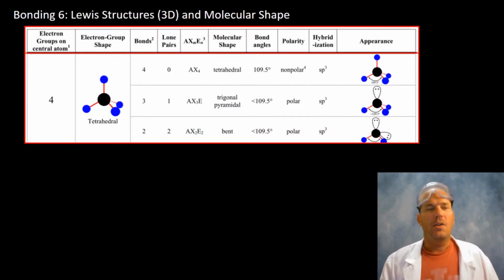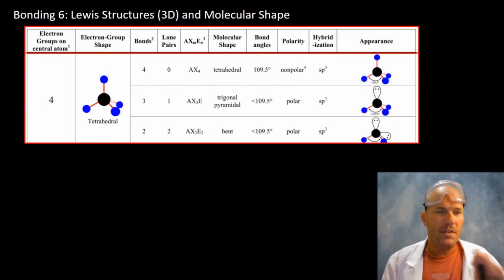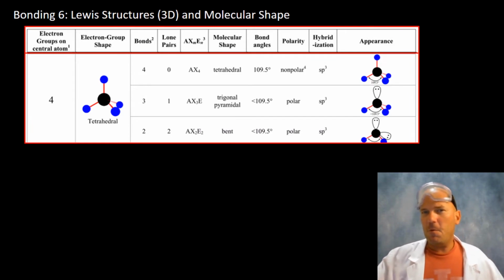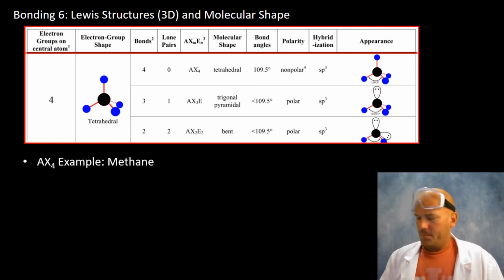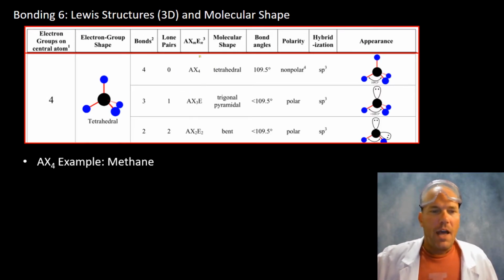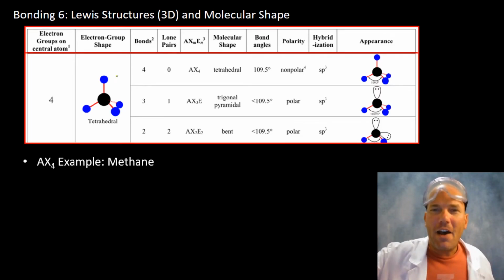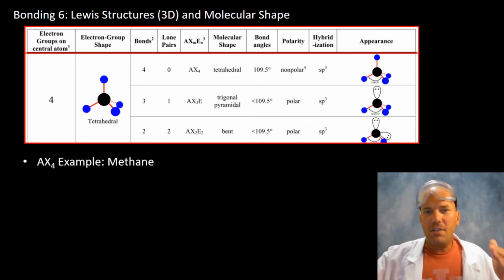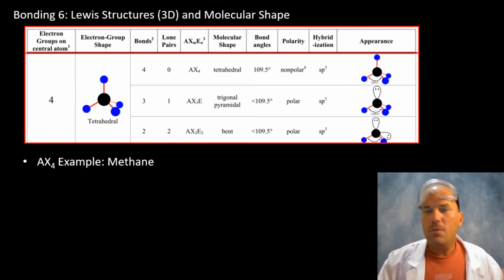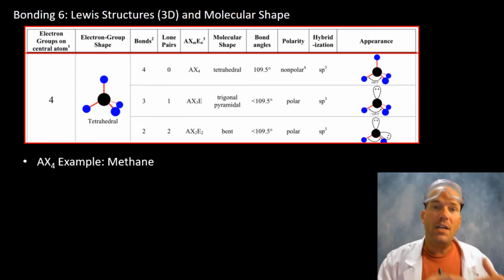All right, so the last example for this video, let's look at 4 clouds, 4 groups. Methane, okay? So I want you to notice too on your shape sheet, now we are 4 clouds, but look, there's 3 different molecular shapes. We now have tetrahedral, trigonal pyramidal, and bent. And I'm going to talk about all of them.